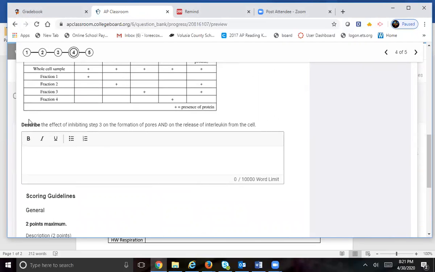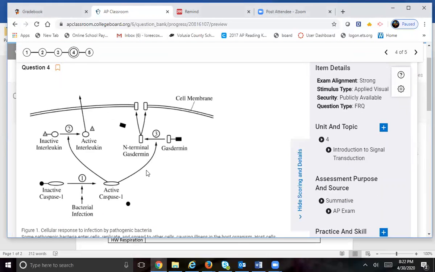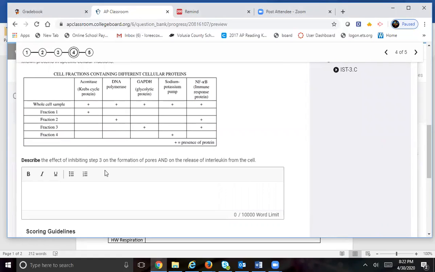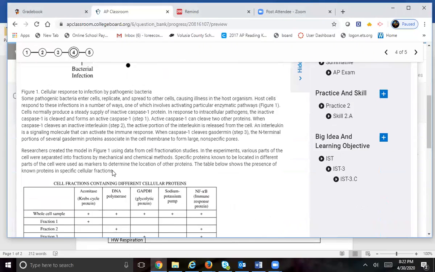Describe. I should be seeing at least 5 to 6 sentences, right? The effects of inhibiting step 3 on the formation of pores and the release of interleukin. So if we inhibit step 3, and repeating this stem does not count as part of your sentence, right? So your sentences start once you've gotten past this. Okay, so inhibiting pore formation.